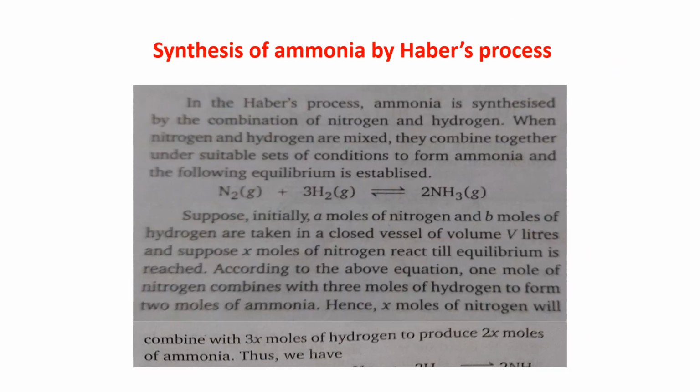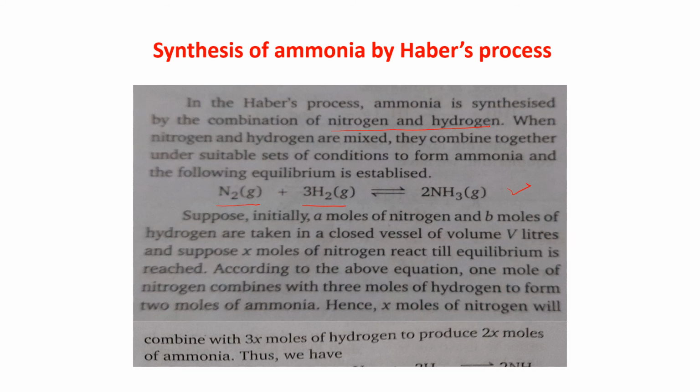Now, synthesis of ammonia by Haber's process. In the Haber's process, ammonia is synthesized by the combination of nitrogen and hydrogen. You all know about it. When nitrogen and hydrogen are mixed, they combine together under suitable sets of conditions. You all know that high pressure, high temperature, catalyst, promoter, everything is required. In that case, N2 gas and H2 gas will react to give you NH3 gas.